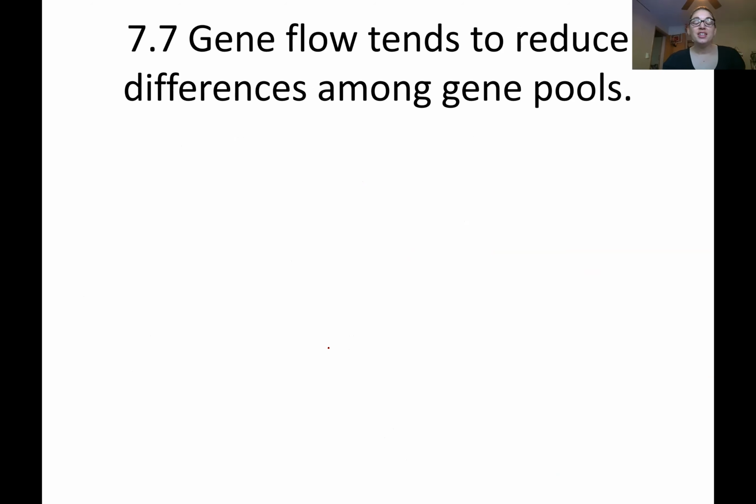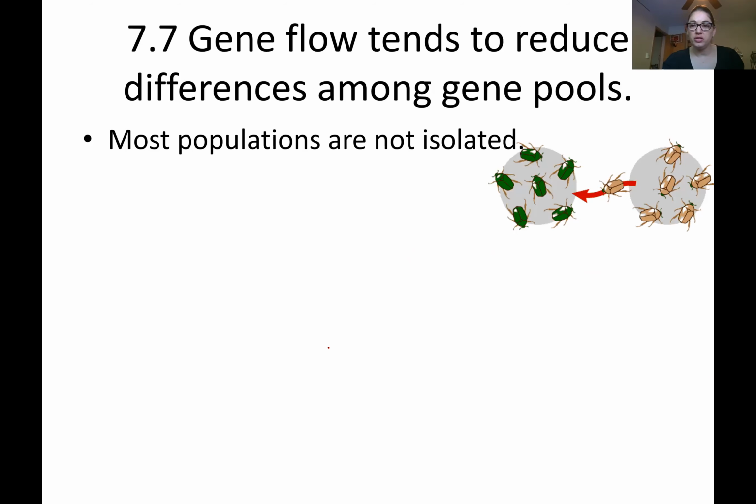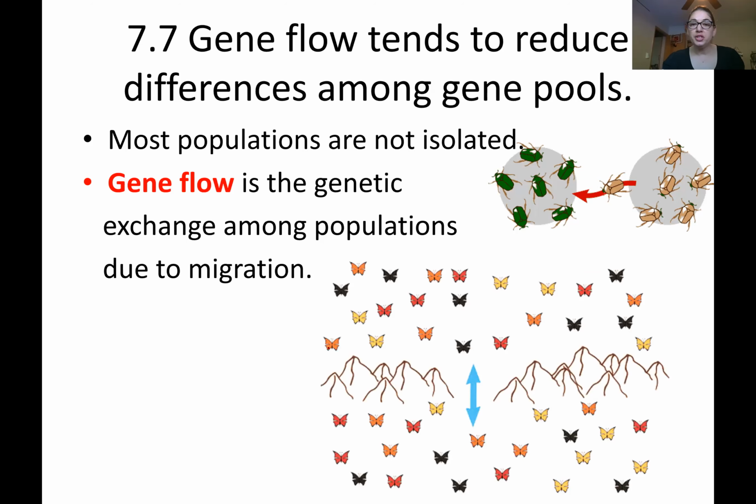Okay, gene flow tends to reduce the differences among gene populations. Most populations are not isolated, so you're able to have individuals travel from one population to another. This is an example of gene flow, in this example of butterflies being able to pass between two populations easily. This allows genetic information to be exchanged between two populations because of migration, because of organisms moving from one population to another.